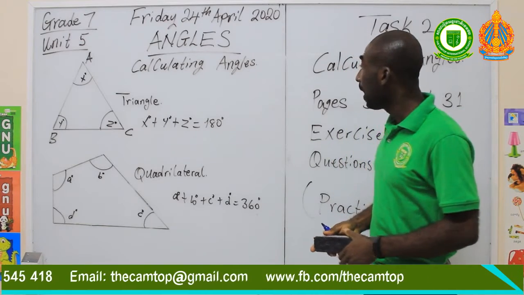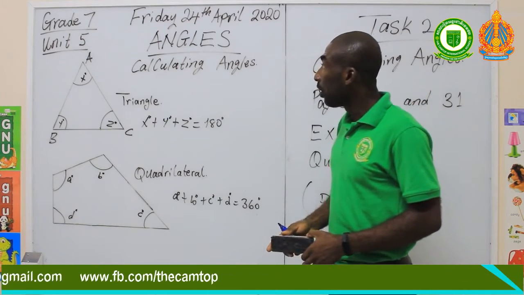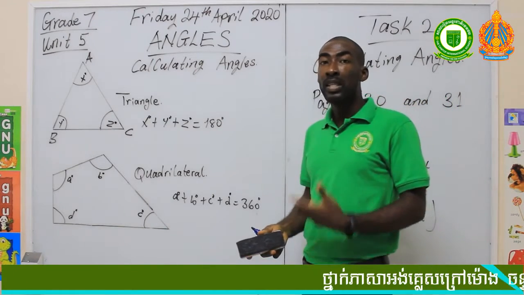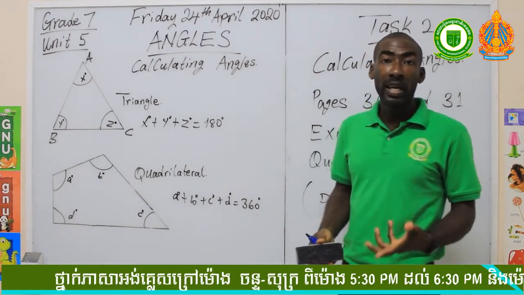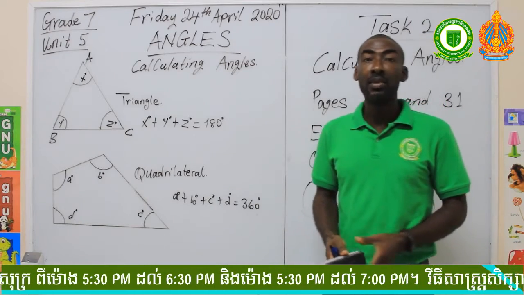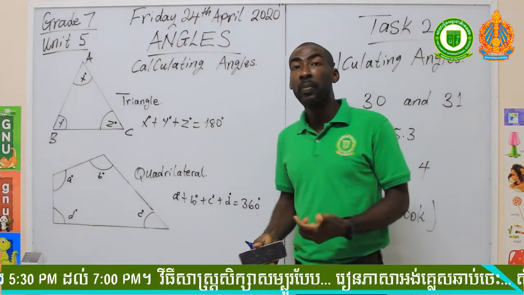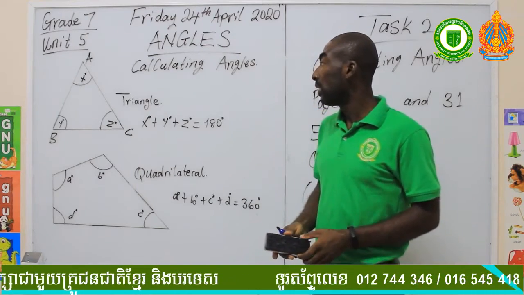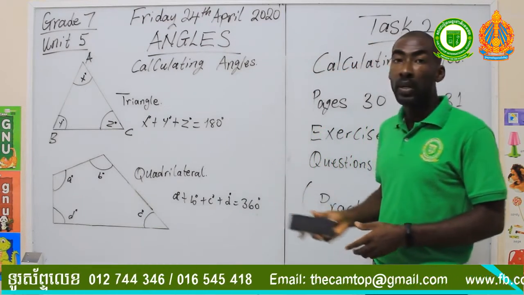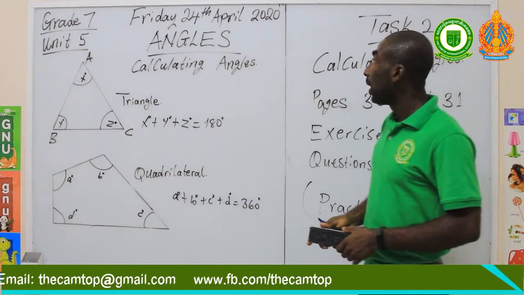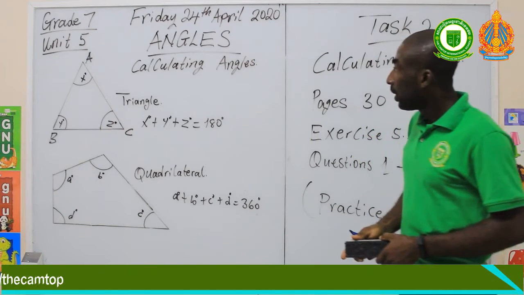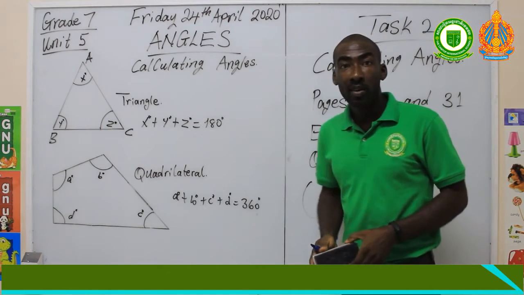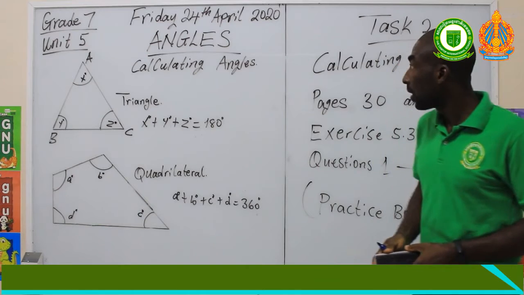Okay? As well, don't also forget that we have a right angle, which is 90 degrees. We have an acute angle, which is less than 90 degrees. We have an obtuse angle, which is more than 90 degrees. Obtuse is more than 90 degrees and not up to 180 degrees. I hope that this lesson will guide you in calculating all angles that you come across in your studies.